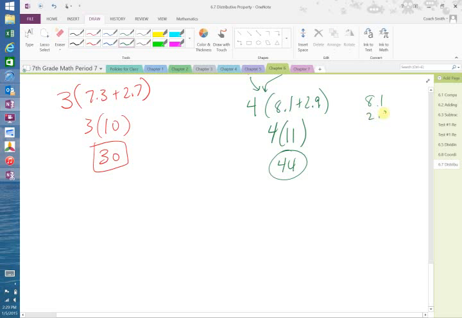8.1, 2.9. 9 plus 1, 0. Carry my 1, bring down my decimal. 1 plus 8 is 9, plus 2, 11. And then I take the 11, and that goes right there. And I took 4 times 11. That's 44.